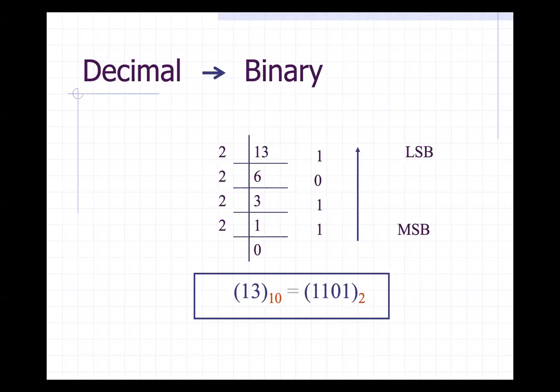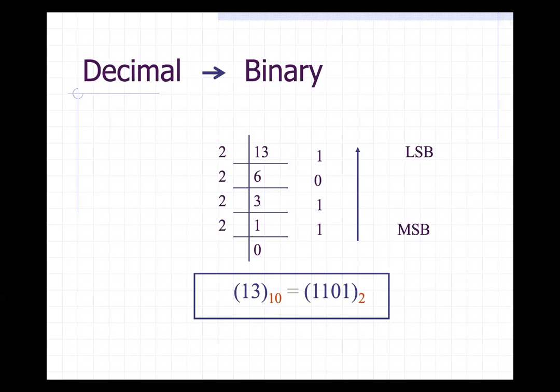This 13 is our decimal value, and we want to convert this decimal value to binary. This is easy. At first, to convert to binary, divide by 2. If converting to octal, divide by 8. If converting to hexadecimal, then divide by 16. Clear?